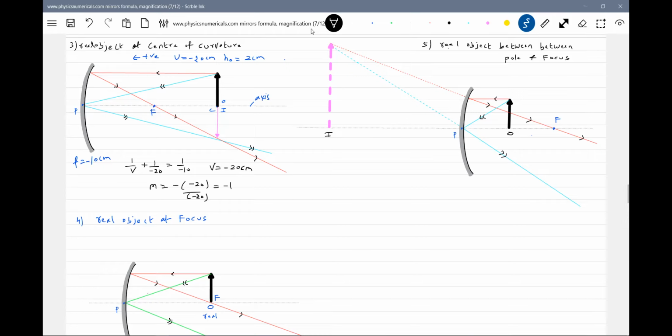So what do you mean by magnification? Minus 1. The height of the image is in fact equal to the height of the object. Look at the height of the object, 2 centimeter. What is the height of the image? Minus 2 centimeter. And the object and image will be at the same position. If the object is kept at the center of curvature, the image will be at the center of curvature only.